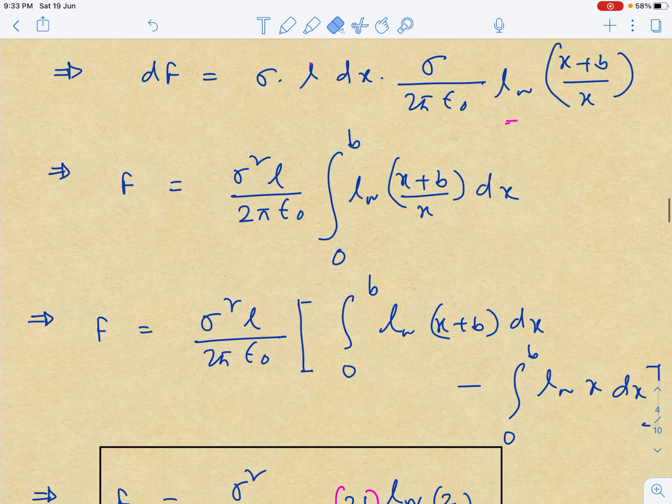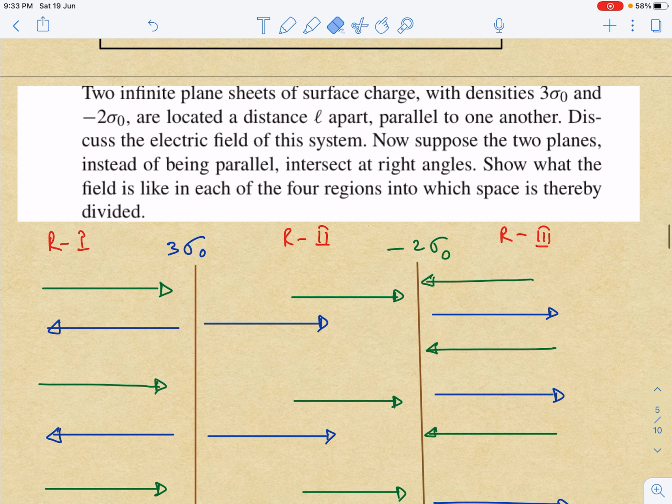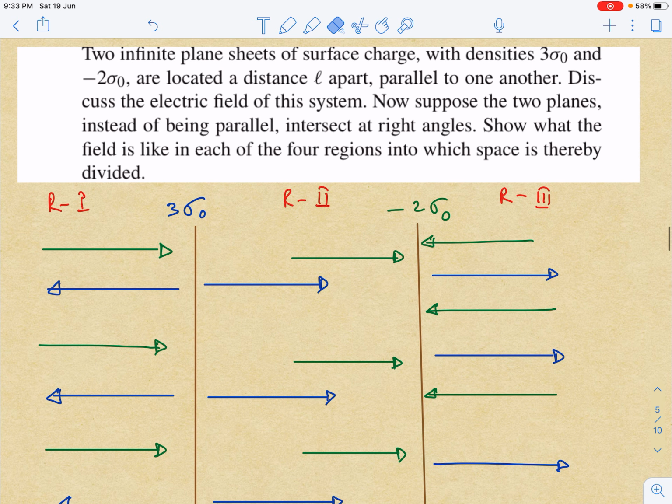Right? Okay. Very interesting case. Let us go for the next one quickly. Another very interesting one.